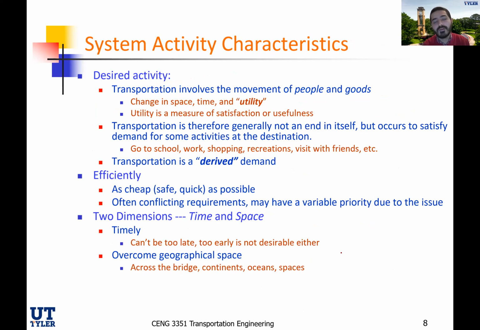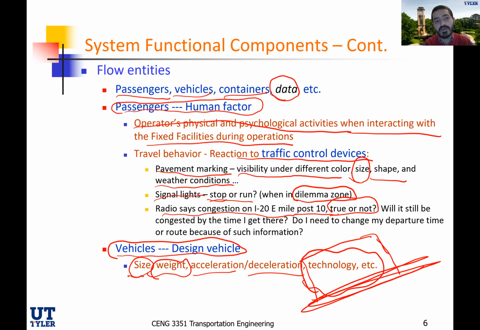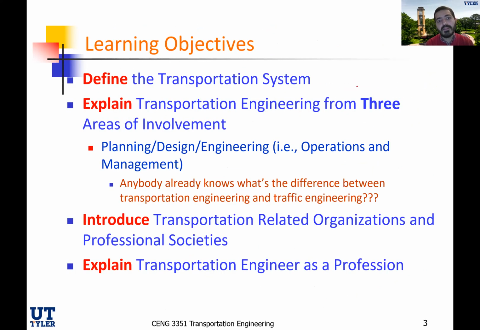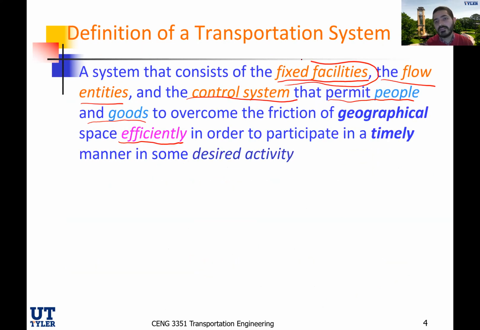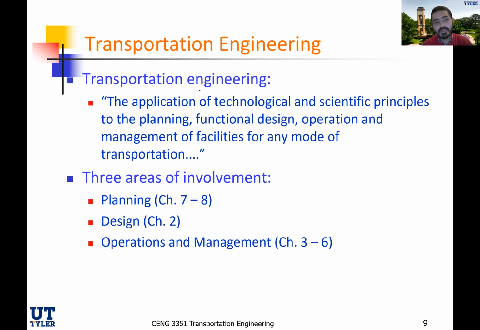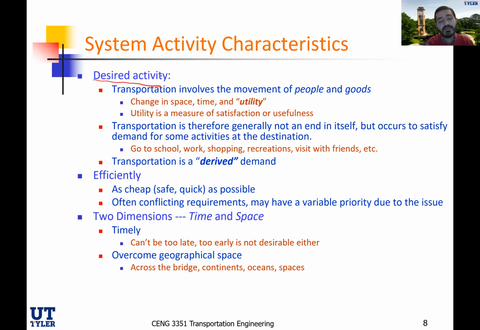Okay, so now remember we're still defining what the transportation system is. So far we've talked about fixed facilities, flow entities, and control systems. Now, after we defined all these, we're going to talk about the desired activity. Why do we use the transportation system? There are so many activities that we use transportation systems to achieve.